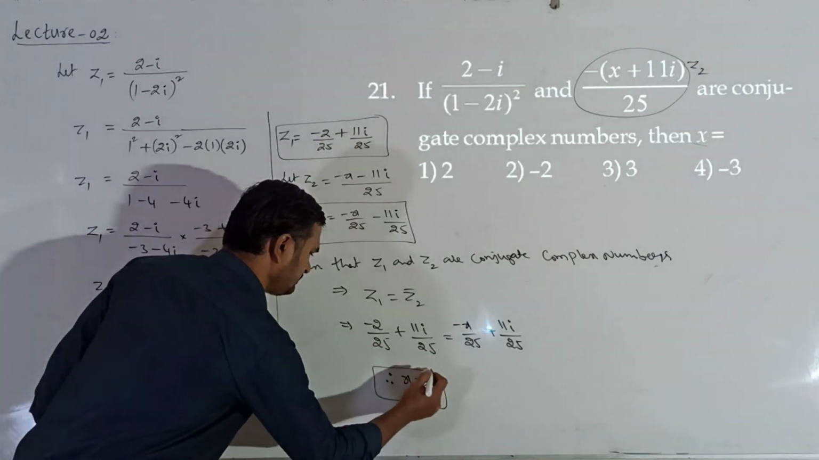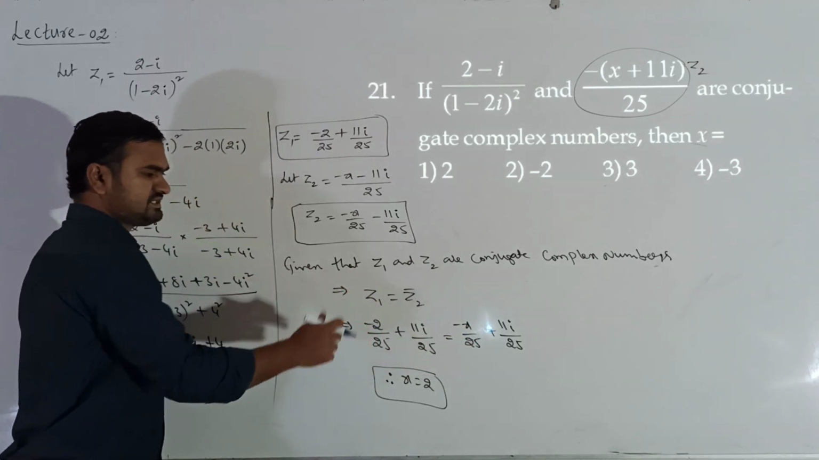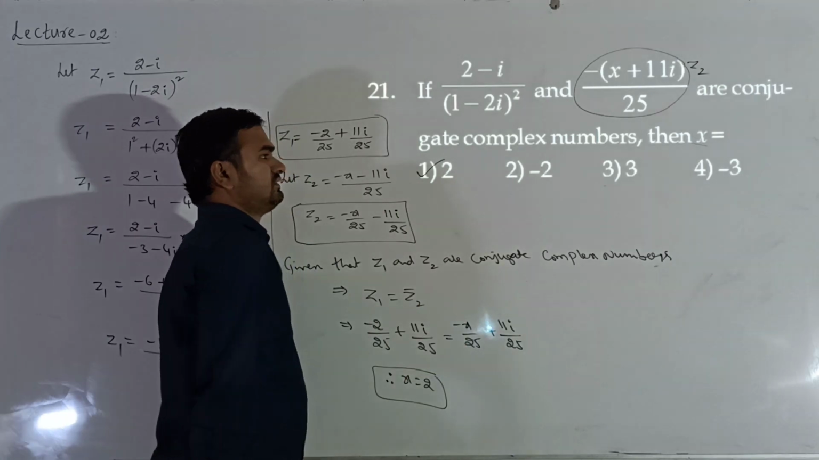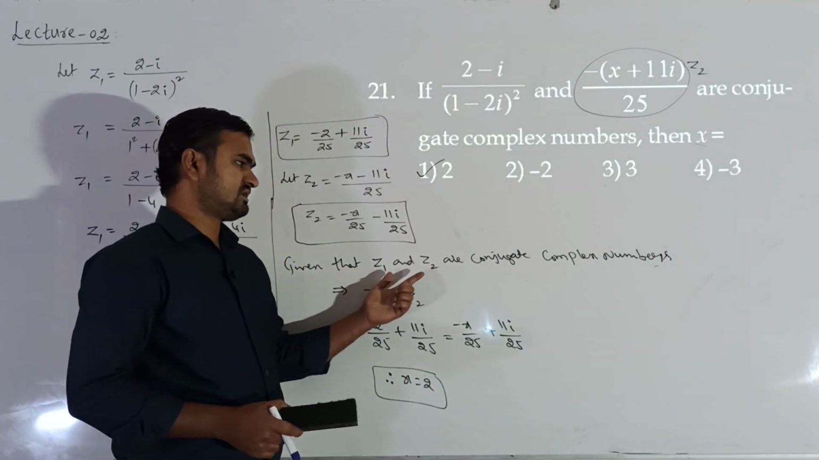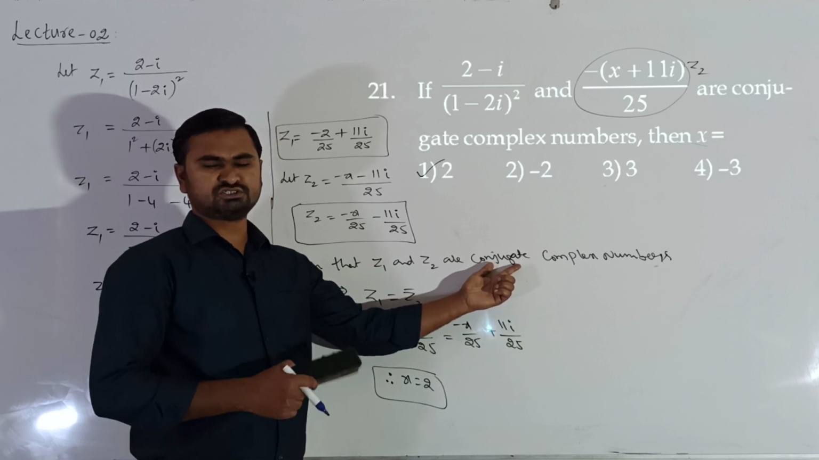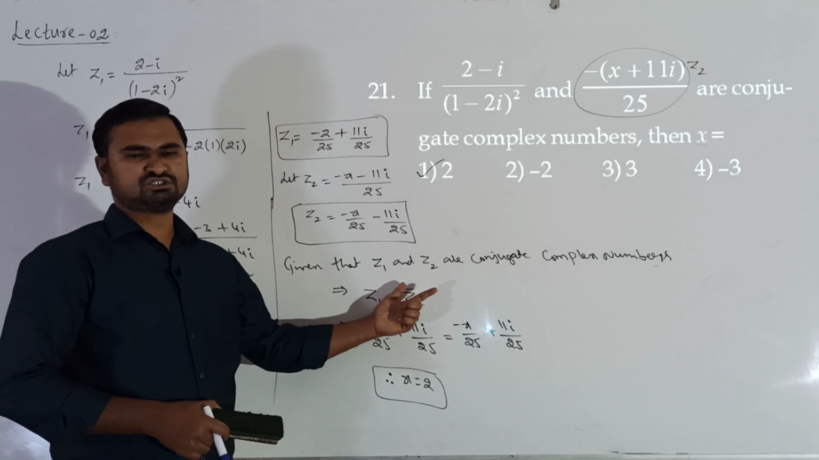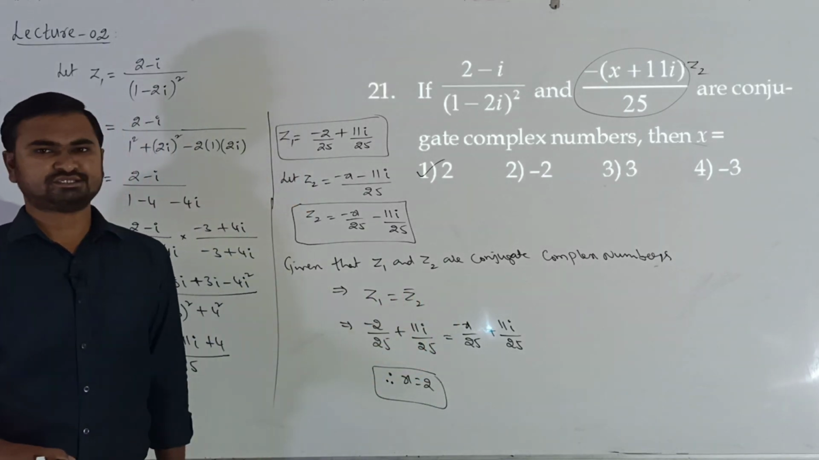2. Just compare these two. Minus 2 we have, minus x. So minus 2 equal to minus x, I can write. The x value will be 2. So the required answer is 2. Okay. So when two complex numbers are conjugate complex numbers, or conjugate to each other, one complex number we can write as the conjugate of the other one. So solving this we get the x value.